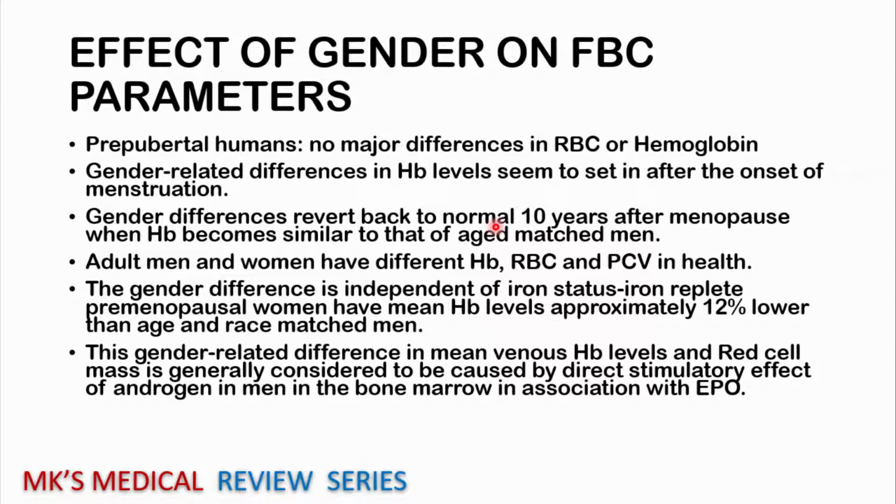Then this gender difference in mean venous hemoglobin levels as well as RBC mass is generally considered to be caused by the direct effect of androgens in men, because remember there is a high concentration of androgens in men, and this high concentration of androgens in association with a hormone known as erythropoietin, which is produced from the kidneys, stimulates the bone marrow to synthesize these red blood cells.